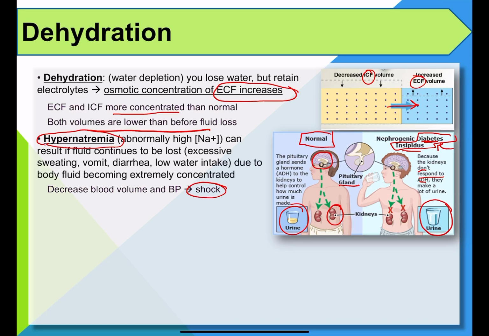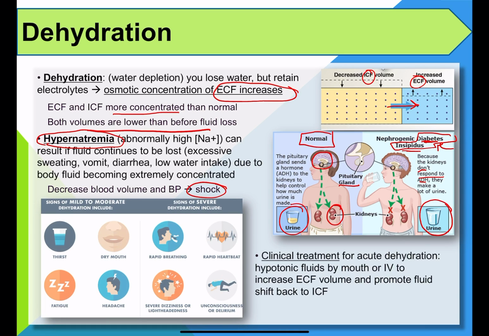Now, these are some of the signs of dehydration from mild cases to severe cases. You can read through those. Now, clinical treatment for acute dehydration would be to give the person hypotonic fluids by mouth or IV to increase your ECF volume back and promote fluid shift back into your ICF.